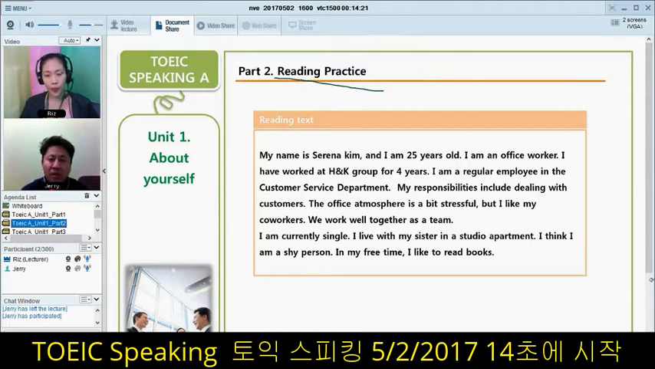My name is Serena Kim, and I am 25 years old. I'm an office worker. I have worked at H&K Group for 4 years. I'm a regular employee in the customer service department. My responsibilities include dealing with customers. The office atmosphere is a bit stressful, but I like my coworkers. We work well together as a team.